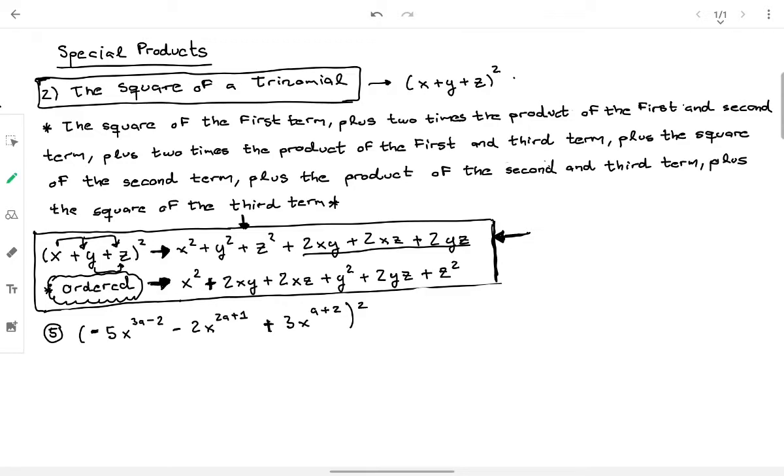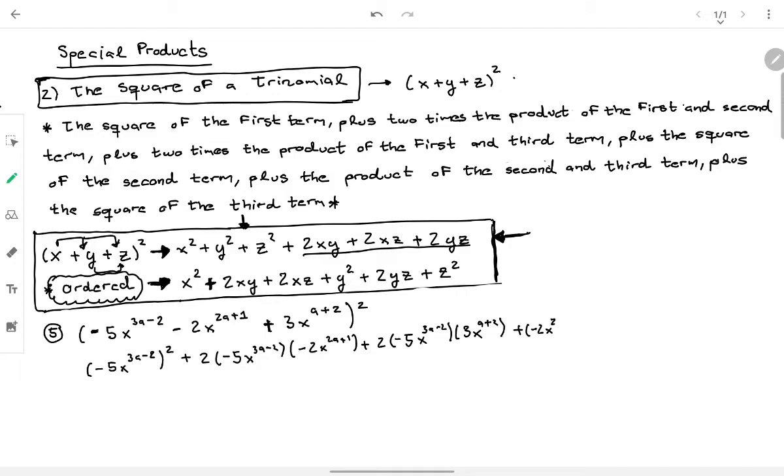So it will be using the rule that says the first term squared, plus 2 times the first term multiplied by the second term, plus 2 times the first term by the third term, plus the second term squared, plus 2 times the second term by the third term, plus the third term squared. So in this case, it's going to be something very similar.